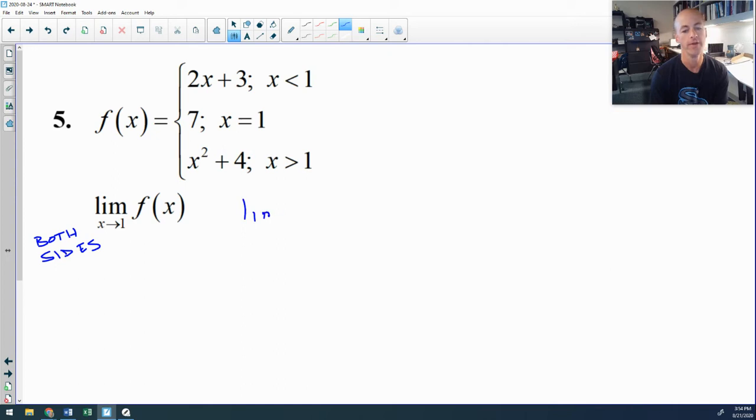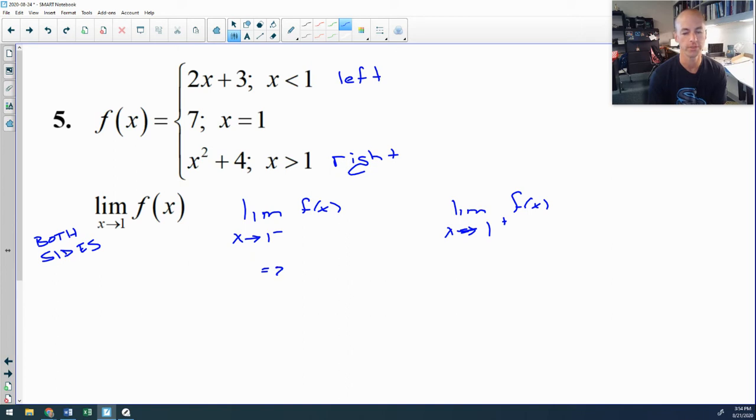I've got to think, what is the limit as x approaches 1 from the left? And then I'm going to have to find the limit as x approaches 1 from the right. And up here, my left side is up top, my right side is on the bottom. And so the limit as x approaches 1 from the left is 2 times 1 plus 3. And that gives me an answer of 5. So my left-hand limit is equal to 5.